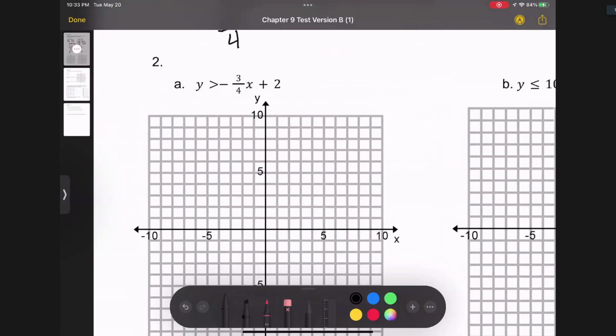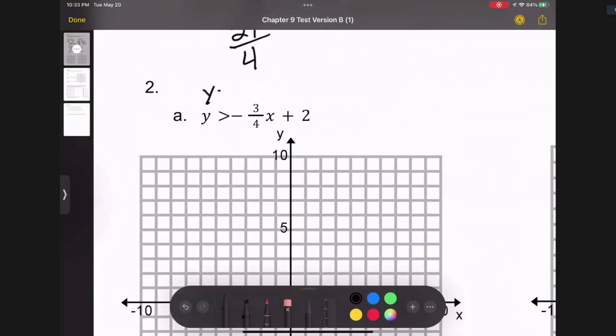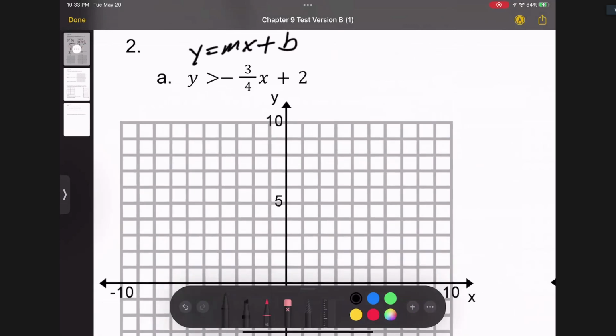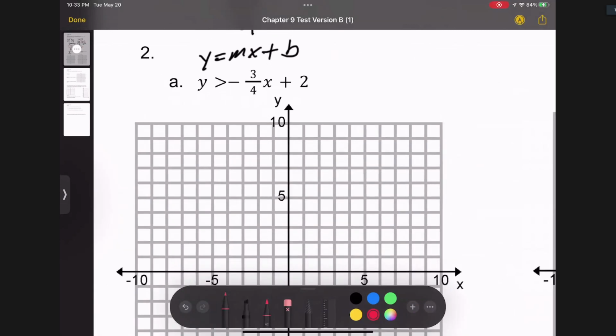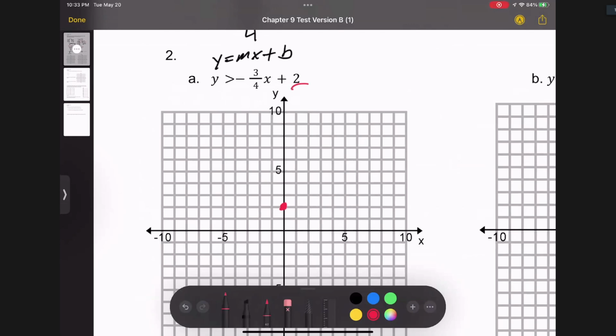Same thing over here, very similar to what we did. y is equal to mx plus b. You kind of treat it like a line. It's not a line, it's an inequality. It's a two variable inequality, which is going to be a line. So we're going to have this line over here. I'm going to draw it in red so it's a little bit easier to see. We got positive 2 for the b value, and then negative 3/4 for the slope.